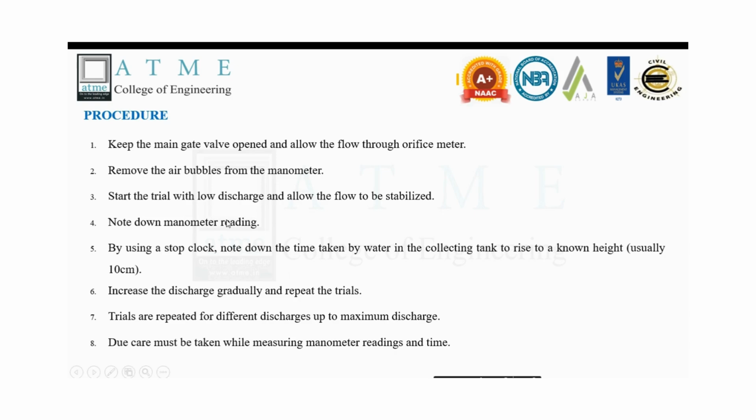Check that both the limbs are the same in the U-tube manometer. Then start the trials with varying discharges. You can begin with a maximum discharge or with a low discharge and allow the flow to stabilize. Then note down the manometer reading. Then by using the stopwatch, note down the time taken by the water in the collecting tank to rise to a known height, that is 0.1 meter or 10 centimeter rise. Then repeat the same procedure, vary the rate of flow gradually and note down the corresponding manometer readings and time t taken to fill the collecting tank for a 0.1 meter rise.